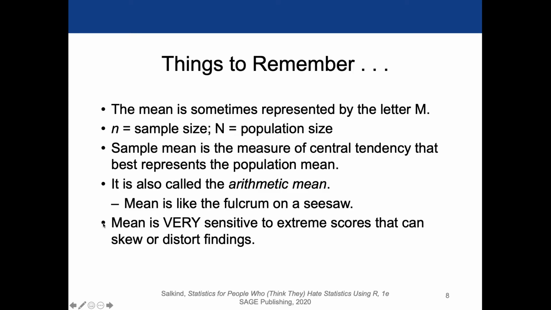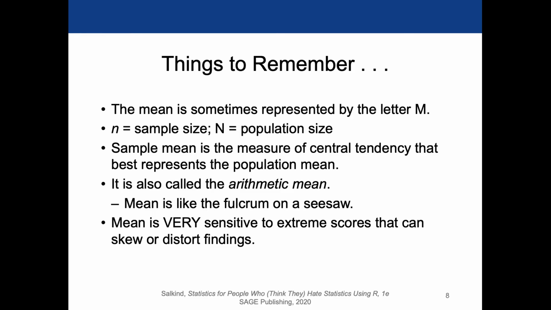But important to note here, this is a really key idea, that the mean is very sensitive to extreme scores that can skew or distort findings. So if we were looking at the amount of time playing video games out of the year or something, maybe we have a lot of people clustering around a couple, I don't know, what's the normal amount of time to play video games? 40 hours or something a year? I don't know. Maybe, probably more than that, but let's just say it's 40.